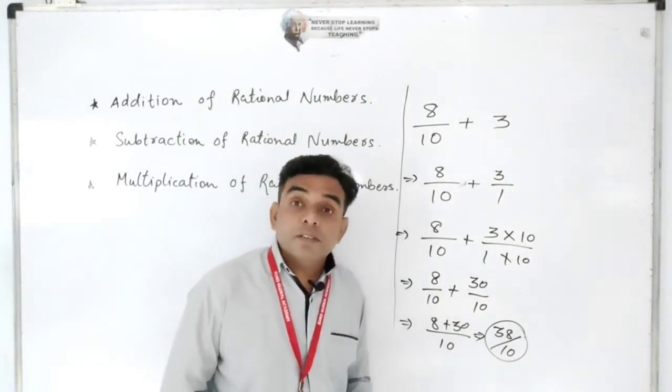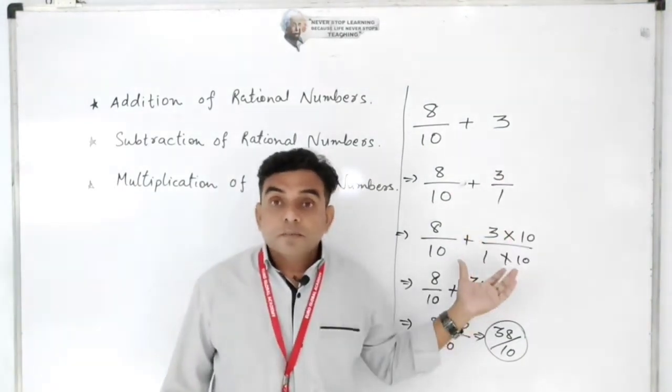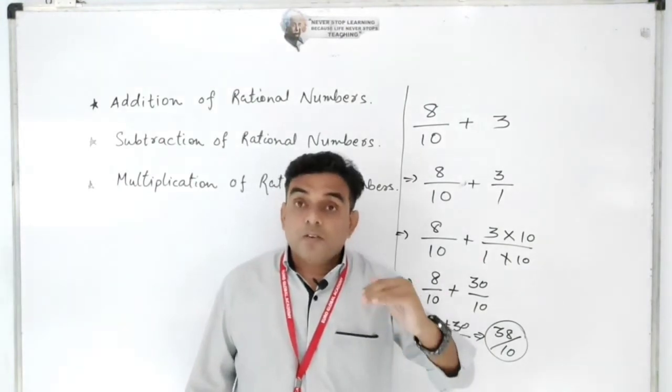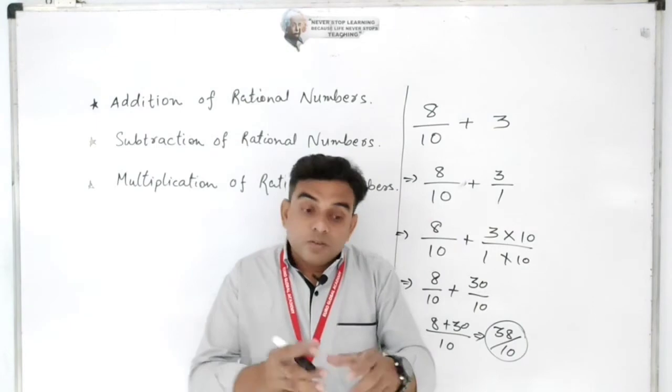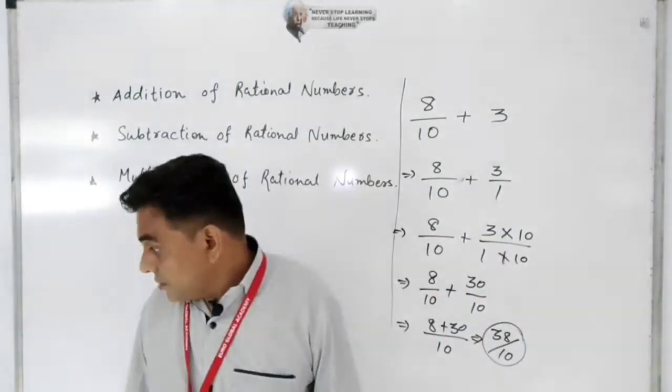This is your answer. This is the addition of rational numbers, students. You can just see here. I'm going to write another sum related to the sign of minus, students. Suppose in the denominator there is a minus sign. You can just convert that into the standard form, that means the standard form rational number, students. I'm going to show you that. Just a minute.